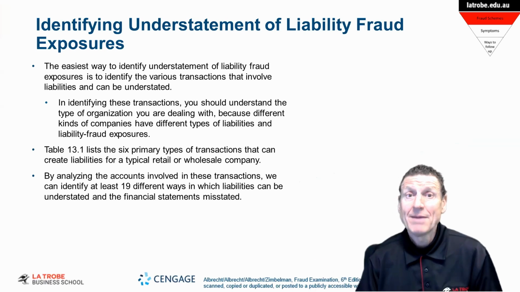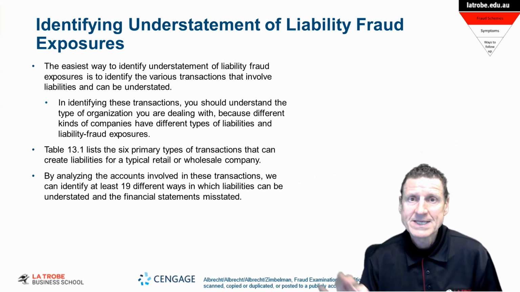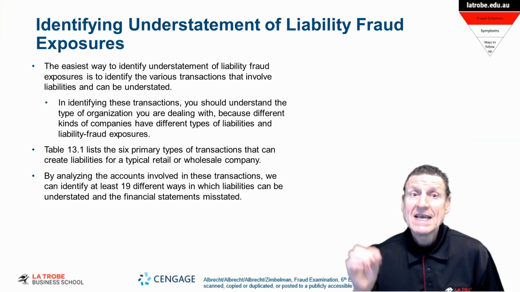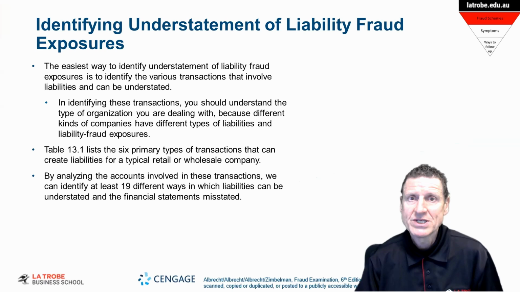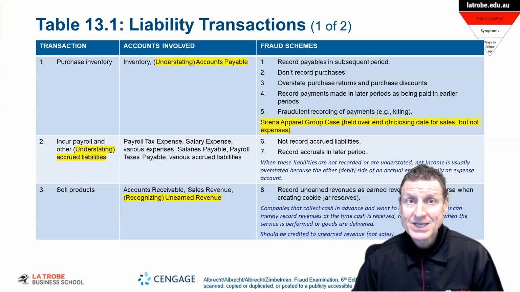Identifying the understatement of liability fraud exposures. The easiest way to identify the understatement of liability fraud exposures is to identify the various transactions that involve liabilities and can be understated. Again, like we did in chapter 12, we're going to look at the different steps in the transactions involved. As you can see in this table, we can purchase inventory and we can understate accounts payable at the time of the purchase.